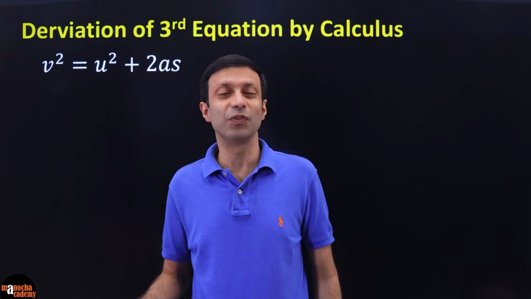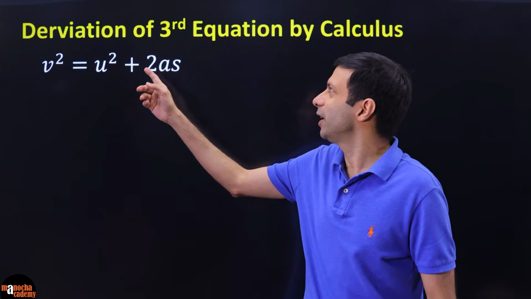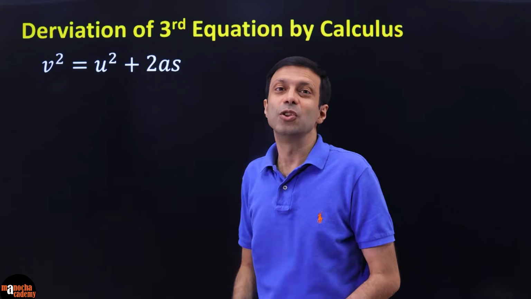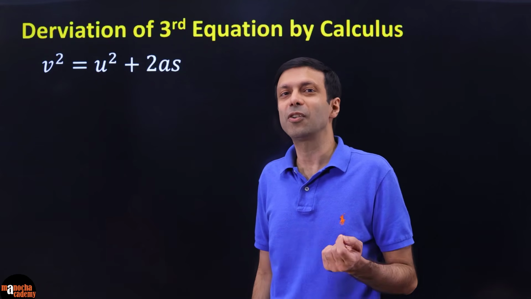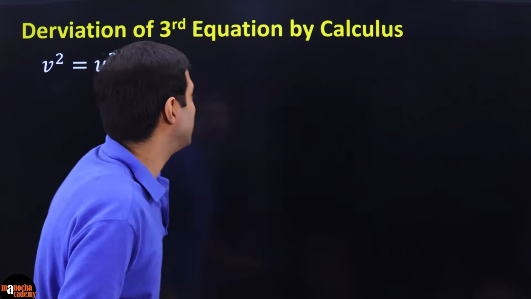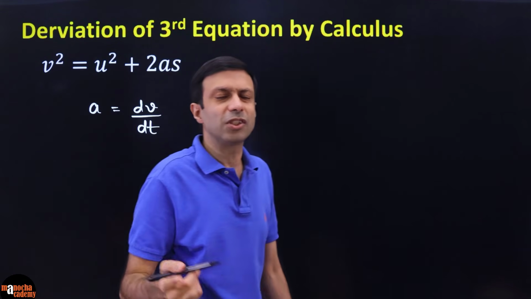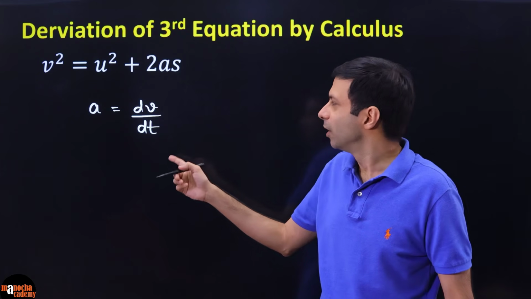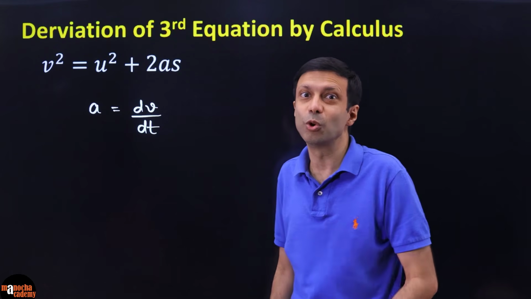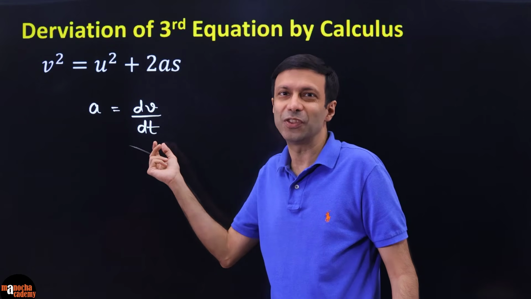Now let's look at the derivation of the third equation of motion by calculus method. The third equation of motion is v square equal to u square plus 2as. We have acceleration a in here. So using the calculus method, we can first start with the formula of acceleration. What is the formula of instantaneous acceleration? Instantaneous acceleration a is dv by dt. But if we just try to integrate this equation, there will be a problem because we don't want the time variable. There's t in here, but the third equation of motion does not have any time. So we have to do some magic and get rid of this time.